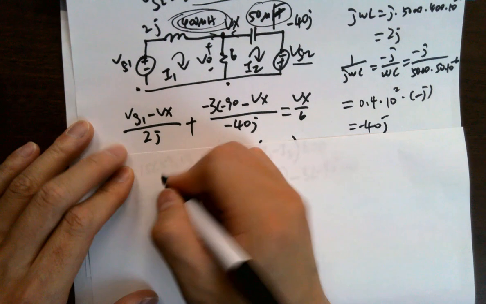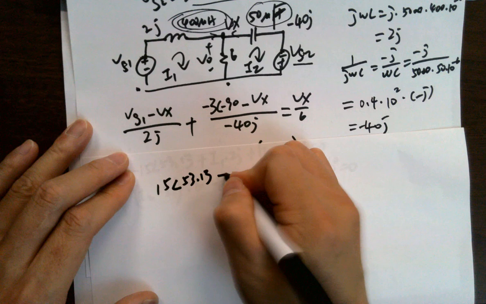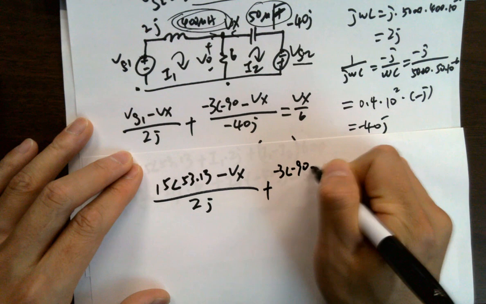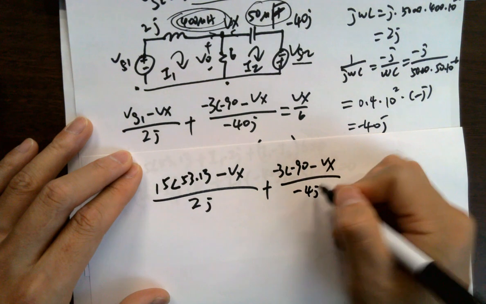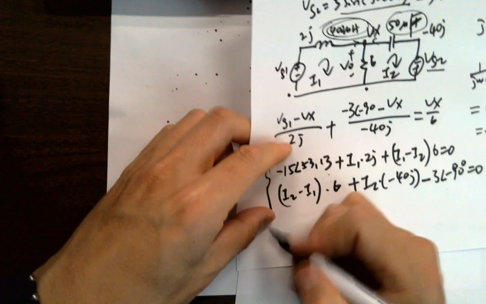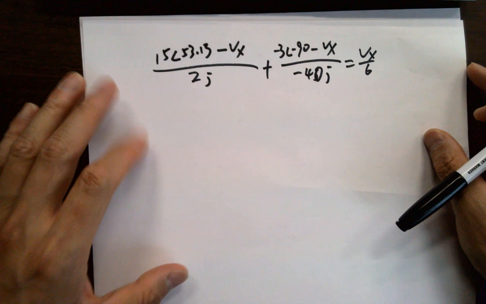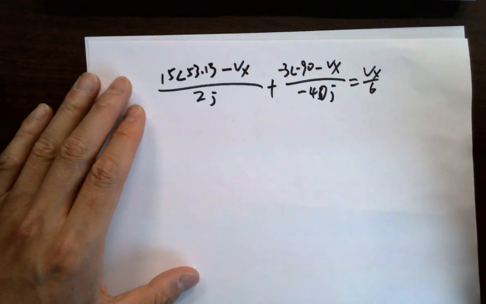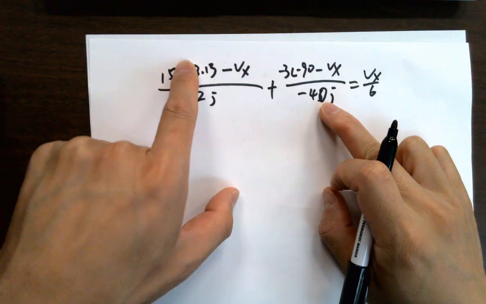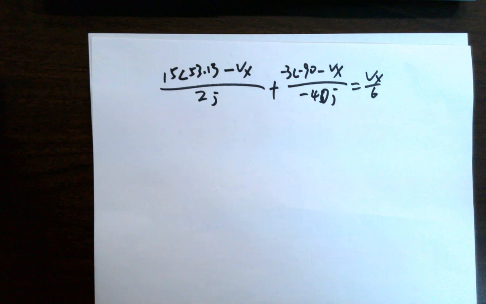VG1, 15, 53.13 minus Vx over 2j plus minus 3, no, 40j. How do you want to start from here? Set it equal to 0. If you convert these to polar, you can do the division and get rid of one of them at least, right? I don't know if it's easier or not, but let's just do it.